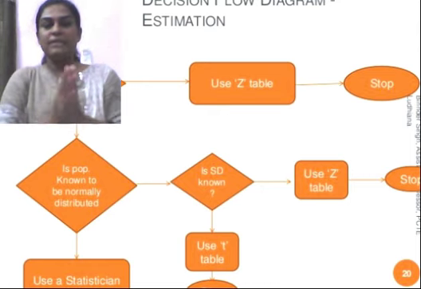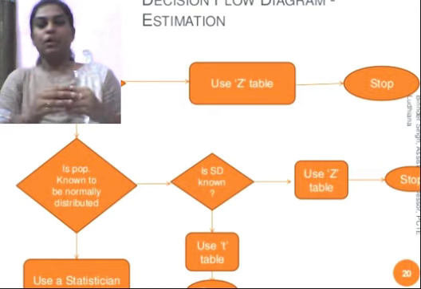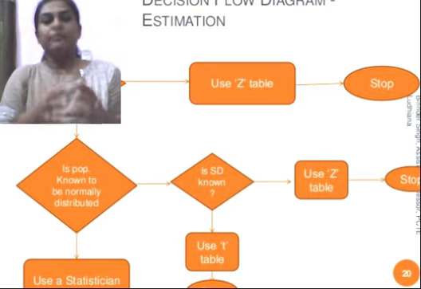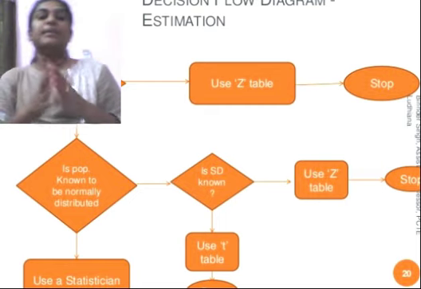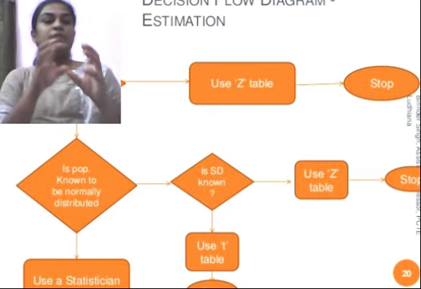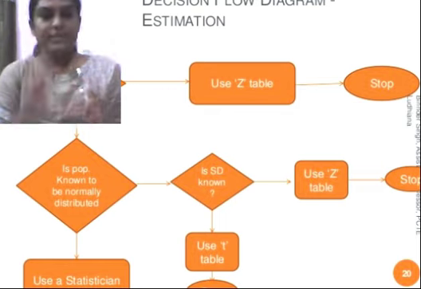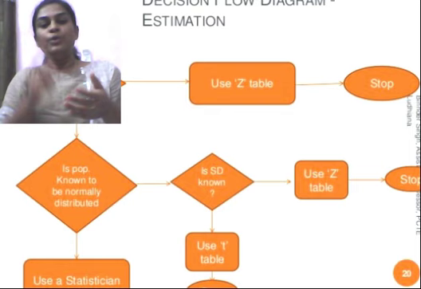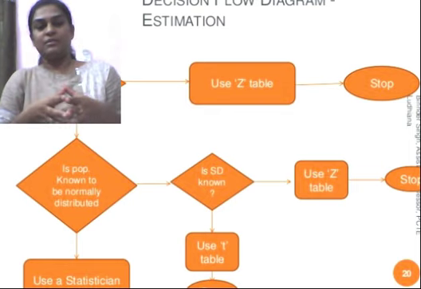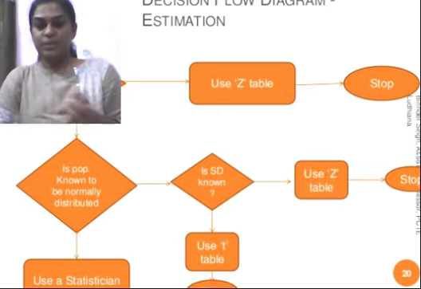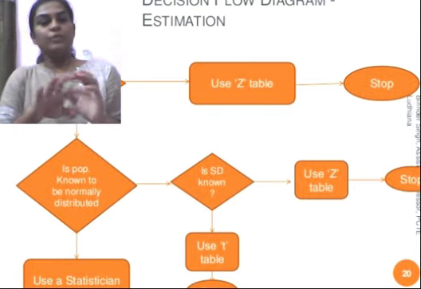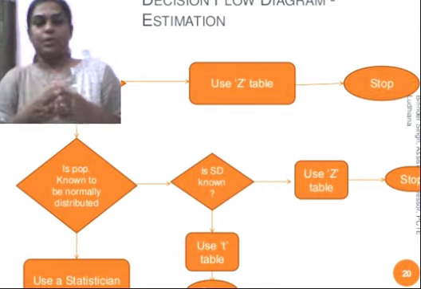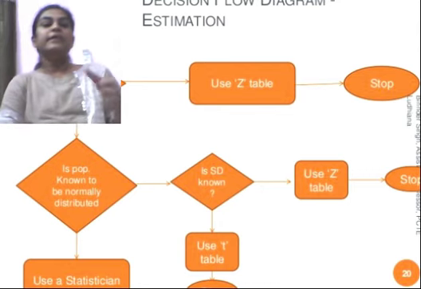We have to start the work after the statements. If the population n is greater than or equal to 30, we have to go for the Z table here. By using that Z test, we continue the process and stop. If the population is known to you, the normal distribution, that means the standard deviation is known, then we again use a Z table, and we stop.